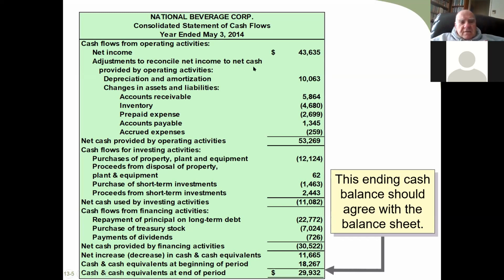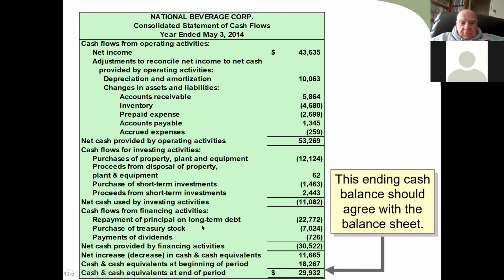On the investing and operating, you just got to show some detail. Investing, what did you buy? What did you receive in? Short-term investments, the same thing. What did you buy? What did you bring in terms of cash?